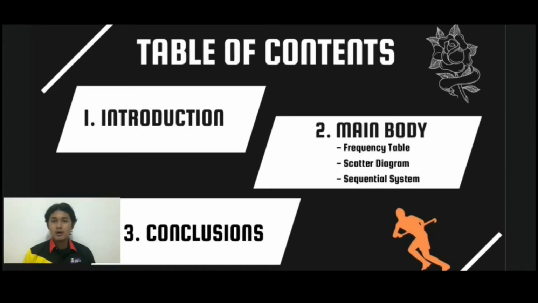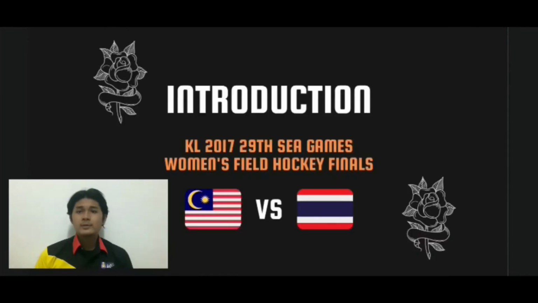Okay, now the table of contents in our presentation. First is the introduction. Second is the main body, which is separated into three parts: frequency table, scatter diagram, and sequential system. And last is the conclusion. For our presentation, we use the notational analysis video of the KL 2017 29th SEA Games Women's Field Hockey Final, where the teams that went through to the final are Malaysia and Thailand.